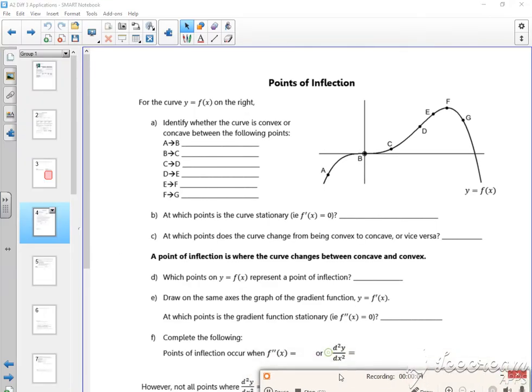Hi everyone, so we're carrying on with the first lesson of the differentiation 3 pack. I'm on a computer with 5 minute video time, so sorry about that.